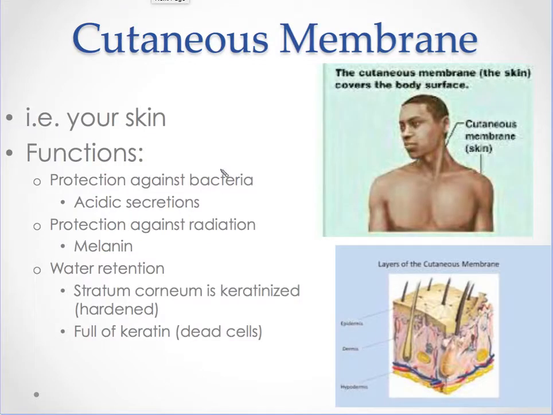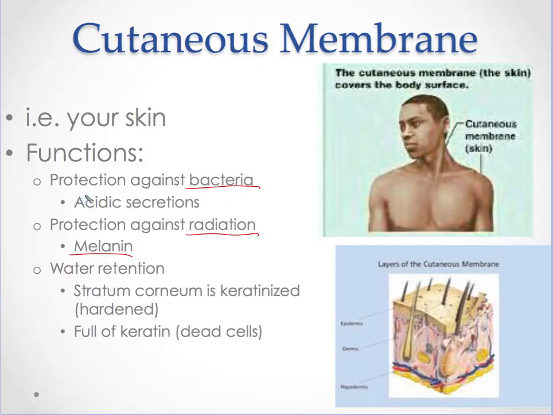Your cutaneous membrane is essentially your skin. This functions to protect you against bacteria, along with other pathogens. It protects against radiation in the form of melanin. So the reason people go out and get tan is because you have melanin in your skin that absorbs that UV radiation and protects you from sunburn and other negative consequences to that UV exposure.